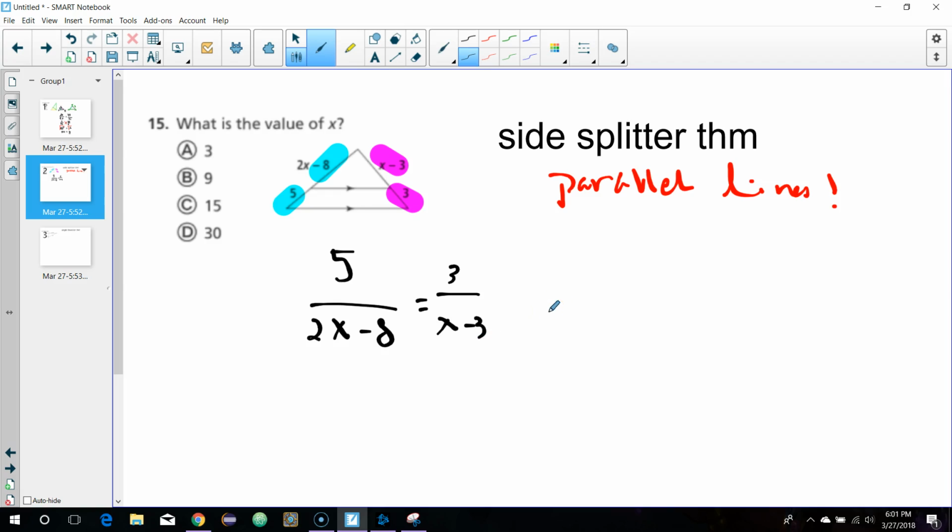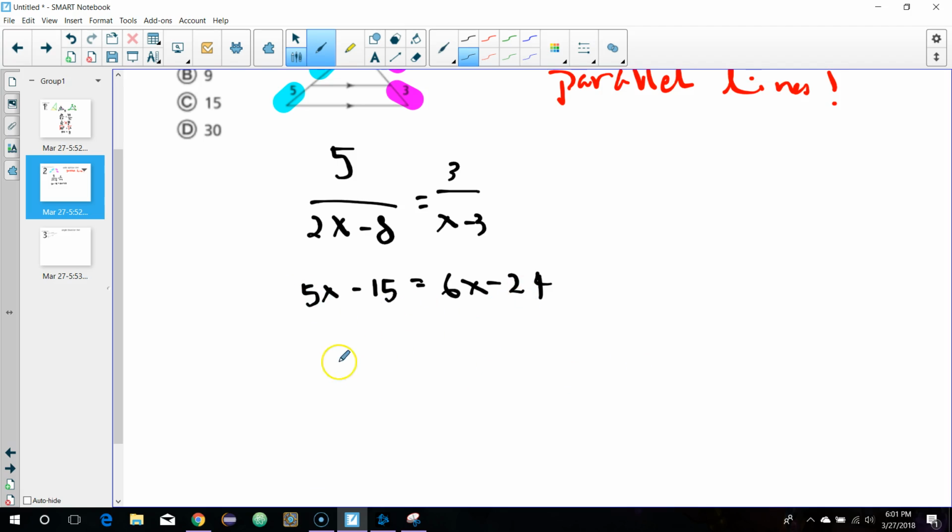So if you use the side split, it's a little bit different than all other triangles we've done before. We are actually comparing things on the same side. So after this is just cross multiply. So 5x minus 15, 3 times 2x is 6x, 24. Okay, so moving things around, what I would do is I would move the 5x to the other side, because I'll get an x over here, and then I'm going to add that 24 to the other side. So I add a 24, add a 24, 24 minus 15 is 9, so x is 9.